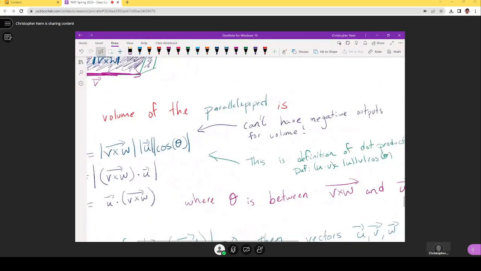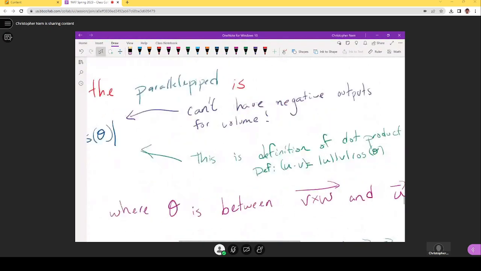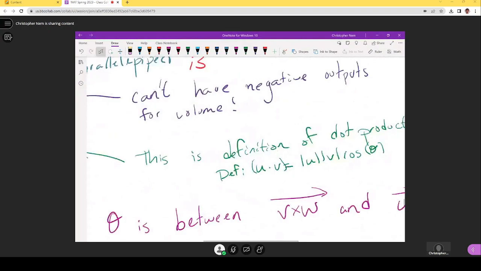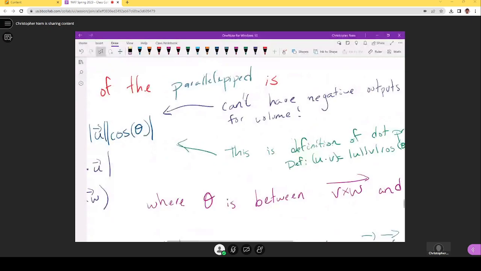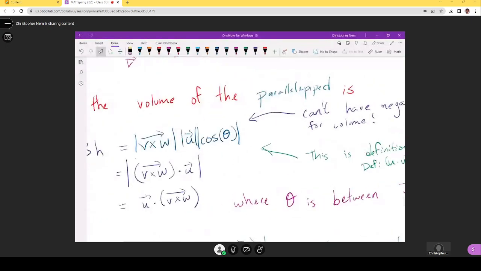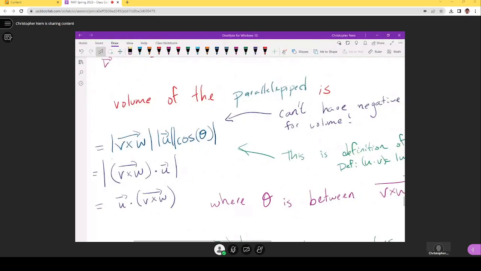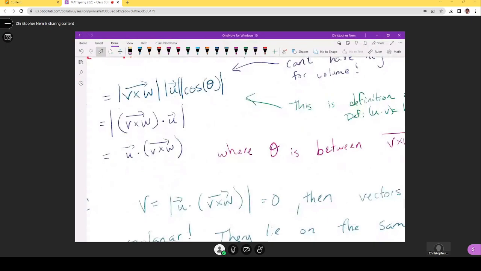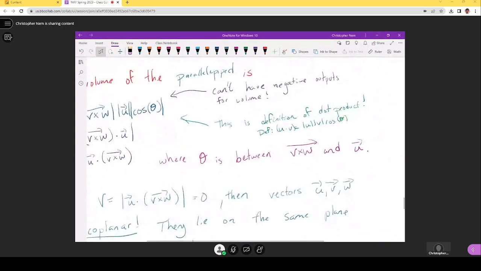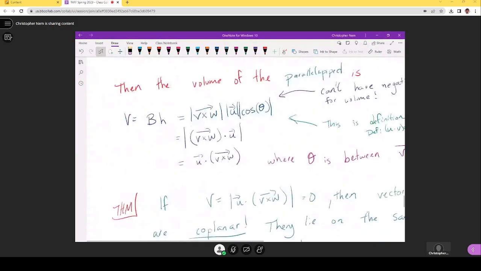If you don't remember, U dotted with V is equal to the magnitude of U times the magnitude of V times cosine of theta, which, if my other vector instead of V is V cross W, is the equivalent definition. It's just that cosine has to be positive. All right? So that's nice. I'm able to show you that the volume is exactly the triple scalar product.